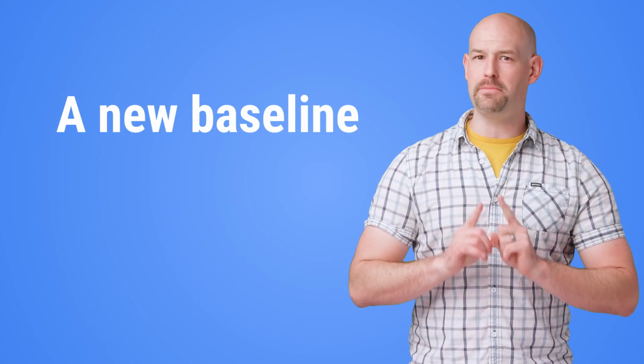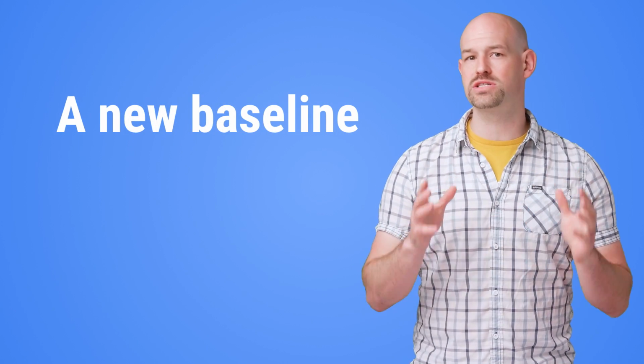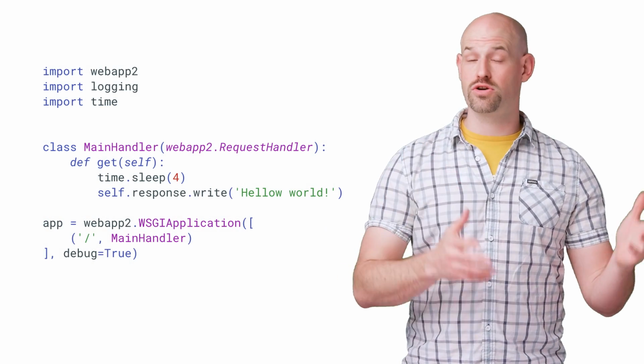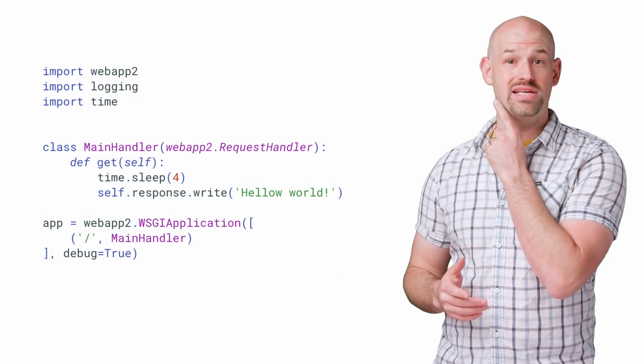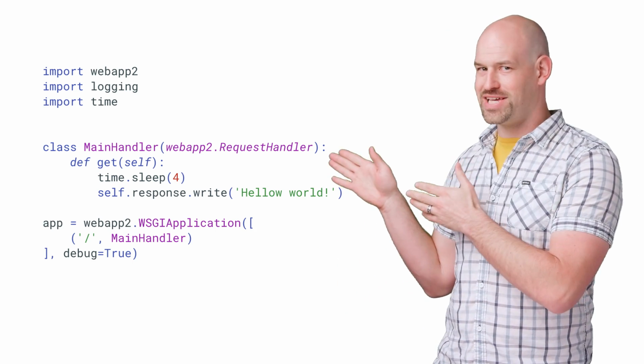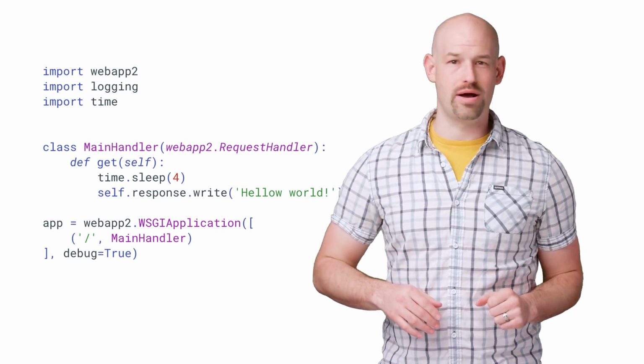But first, I wanted to get a baseline read on how the scheduler responds in the same tests that we used last time. Once again, our server code is pretty simple. It's just a simulation of a CPU-intensive application. Obviously, if you have a 4-second response time, you've got bigger problems to worry about.